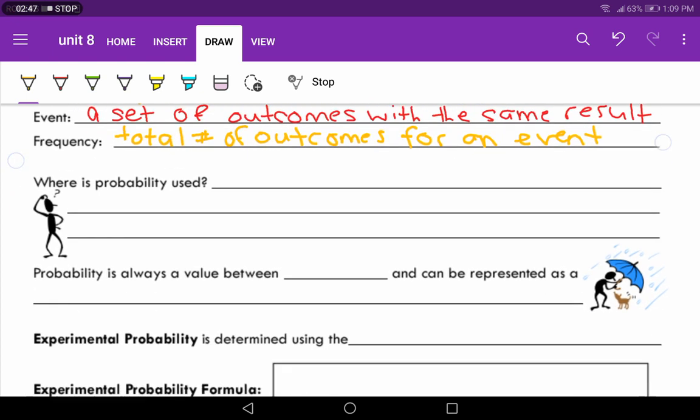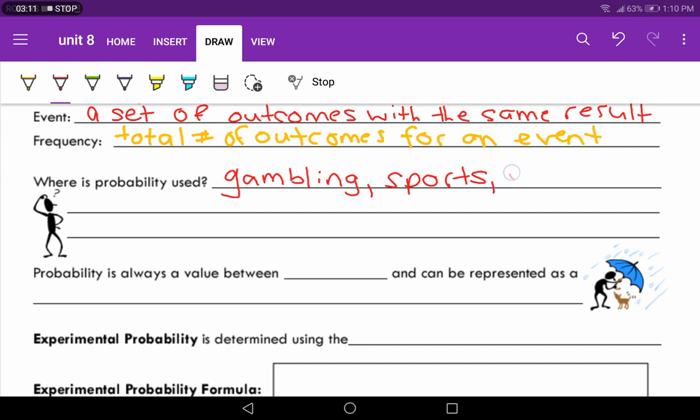Okay, so moving on from those definitions, it says, where is probability used? So I'm hoping that you can just take a minute and try to brainstorm a couple examples of your own, because there are many, but some common ones. Probability is used in gambling, sports, even weather forecasts, right? What they're really doing is telling you the probability of it being sunny or the probability of it raining.